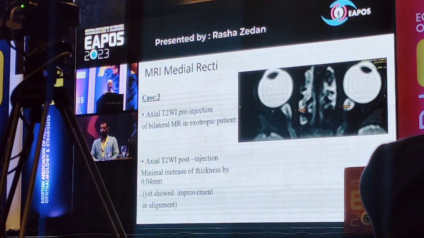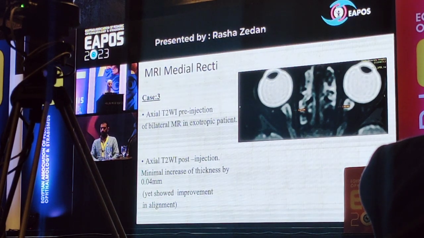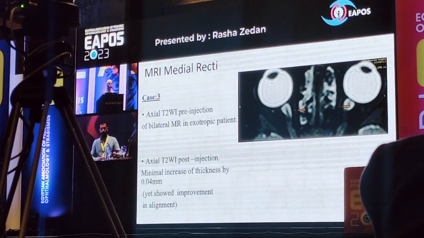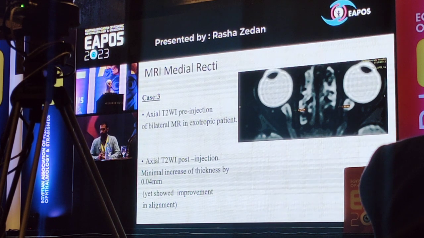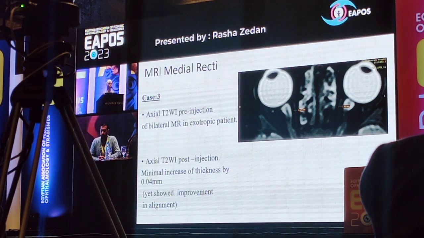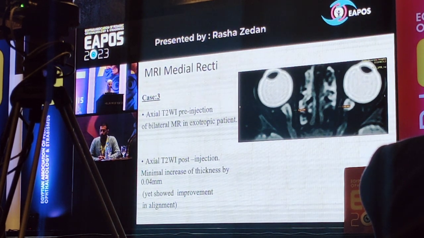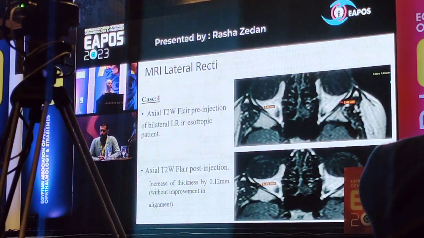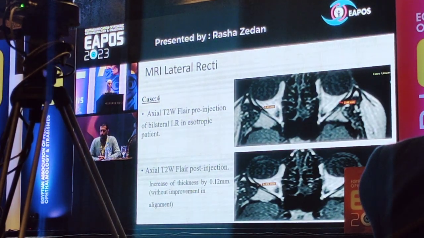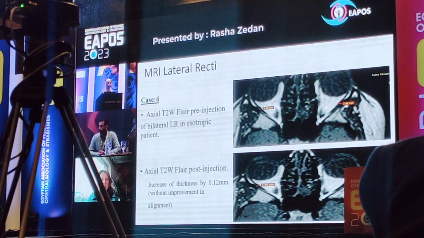This is an MRI of an exotropic patient, and therefore there was a minimal increase in thickness of 0.04 millimeters, but this patient also showed improvement in alignment. This is an MRI of the lateral rectus in an esotropic patient, and although the thickness increased by 0.12 millimeters, this patient did not show improvement in alignment.